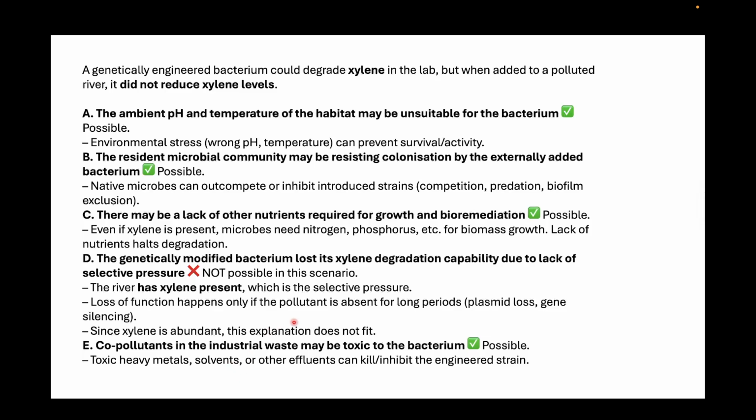The river has xylene present, which is the selective pressure, and loss of function happens only if the pollutant is absent for long periods. Since xylene is abundant, this explanation does not fit into the question. Okay, so this is the correct answer, option D.